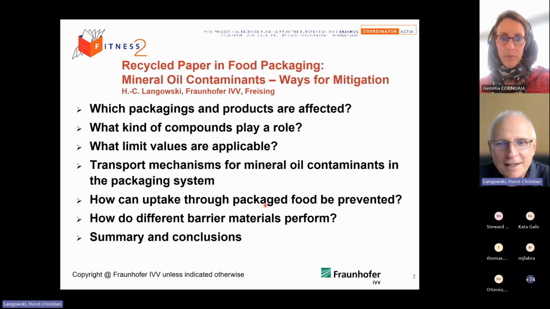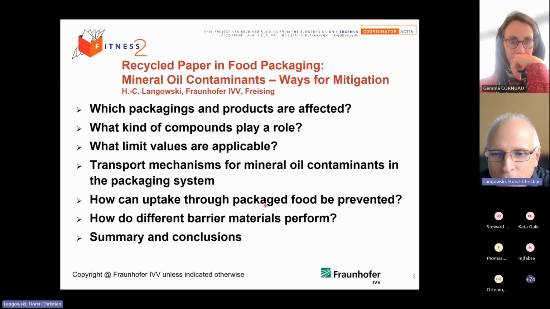With the outline, I will first talk a little bit about the packagings and the products that we are talking about. The compounds, the mineral oil contaminants, this is a very complicated class of compounds, and I will show them to you. The next will be something about the limit values, but there we will have a later presentation which will be more specific about that.